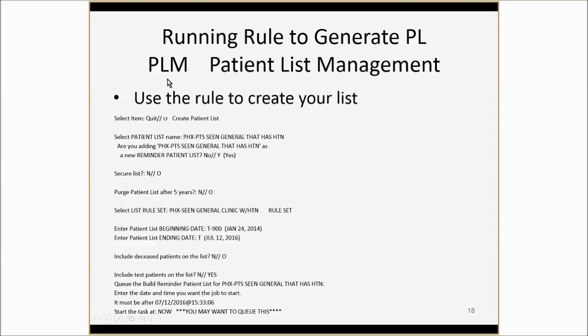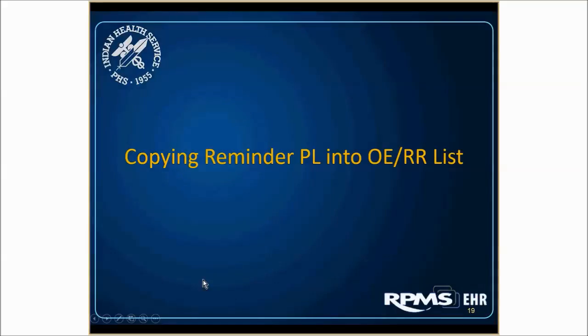So then you go into PLM and you run the rule. You create a patient list, you give it a name, and then you put in the rule set that you created, which in my case was the rule set with my first finding for the general clinic. My second finding rule was for my hypertensive. I put a time frame, and then it's going to run it now. Okay. So now that I have that list, I can copy it to an OERR list.